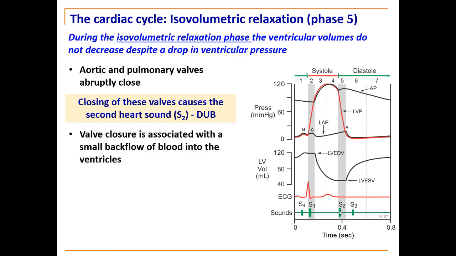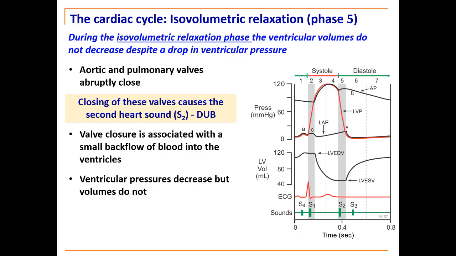But valve closure is associated with a small backflow of blood into the ventricles. And this small backflow is associated with a characteristic notch in the aortic and pulmonary artery tracings. So if we're looking at the aorta in this case, you can see this little V shape. That's your little notch. And that V shape or notch is due to the pressure dropping more than expected due to that brief backflow from the aorta into the left ventricle before it recovers itself, if you like.